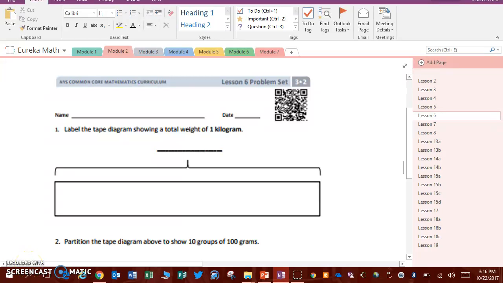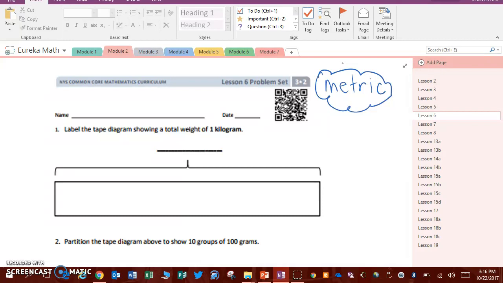Hi friends, today we're in lesson 6 and this lesson is all about understanding the breakdown of a kilogram. And 1 kilogram is kind of the standard unit when we're talking about metric mass. And when I say metric, this is what it looks like. And this is the system that's used pretty much everywhere except the United States. Our unit of measuring is called the customary system.